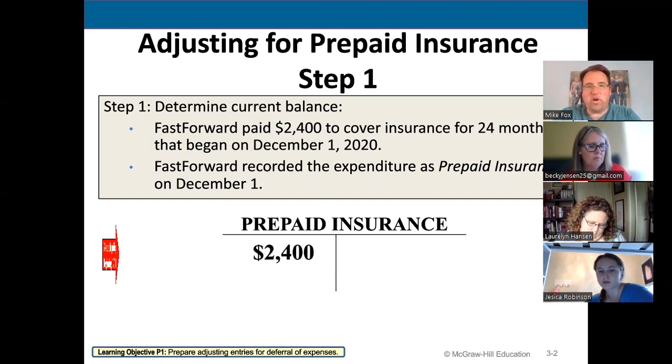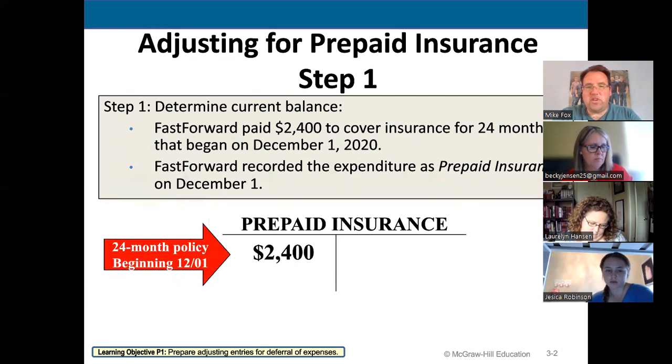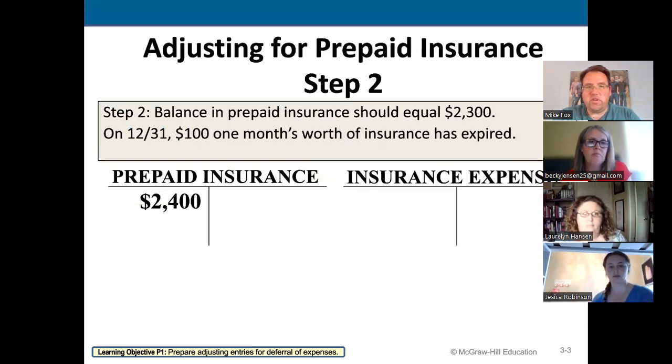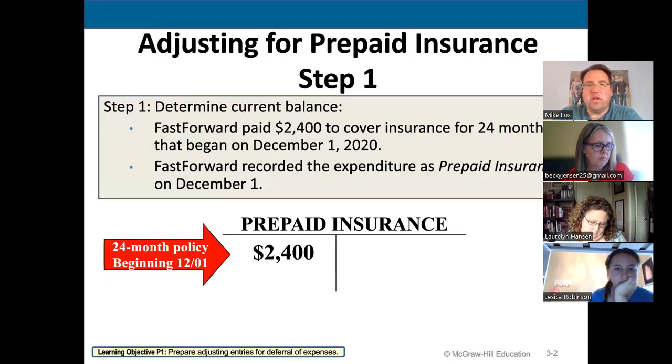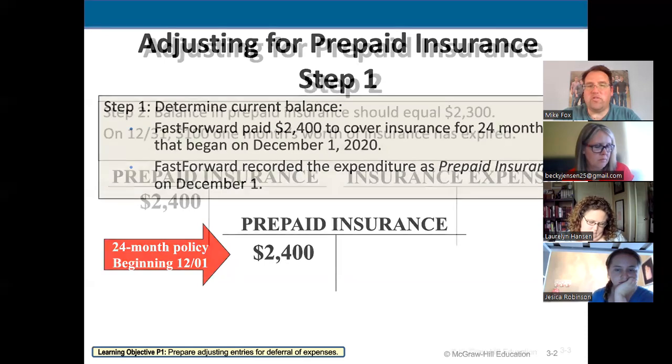on this one, on December 1st, they would debit prepaid insurance. And then the adjusting entry is to figure out how much of the prepaid insurance we used up during the month. So if it tells us it was $2,400 to cover 24 months' worth, we would take 2,400 divided by 24 and say, okay, that's $100 a month is what our insurance costs us.